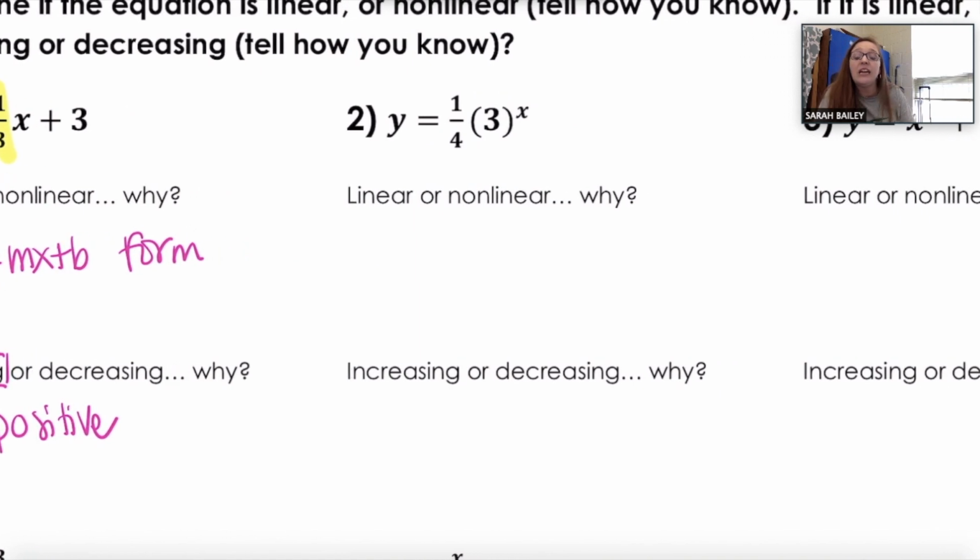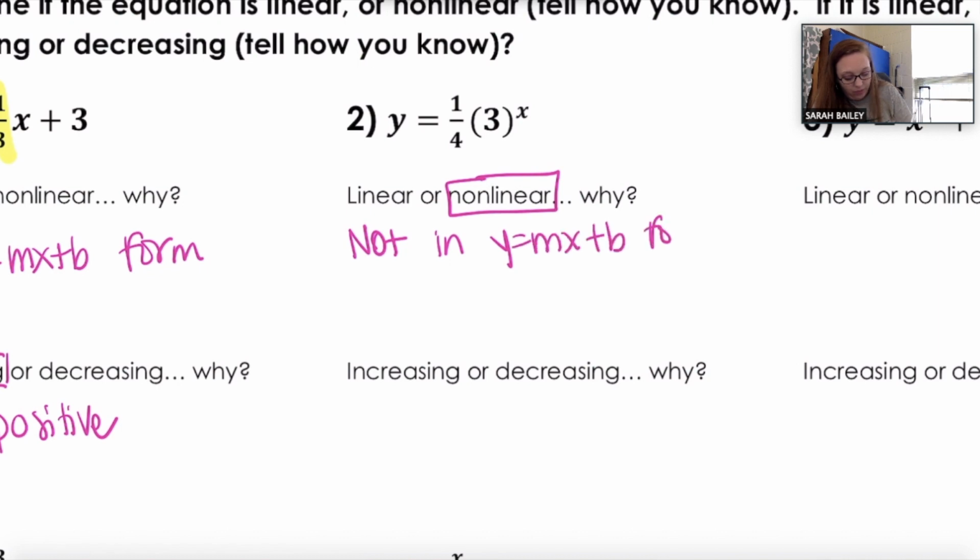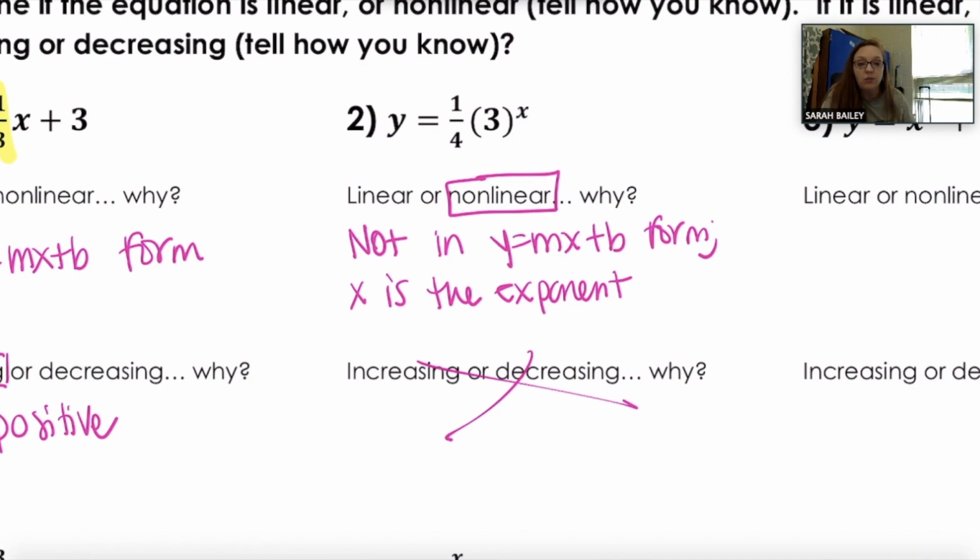All right, let's try number 2. Is number 2 linear or nonlinear? This one is going to be nonlinear. And how do we know? It is not in slope-intercept form. And we can also see x is the exponent. I want you to write that down too. So since it's not linear, we're not going to answer the increasing or decreasing question.